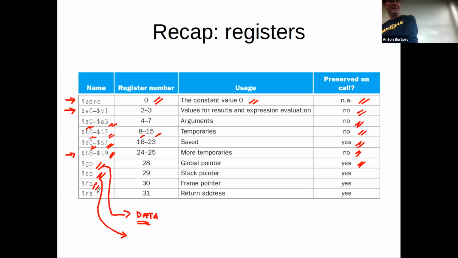Frame pointer, I did not cover it. I can come back to it. I would say on modern machines, it's a waste of a pointer. So I don't think modern compilers use the frame pointer in most cases. And RA is the return address. So FP has to be preserved. RA has to be preserved, along with the stack pointer.